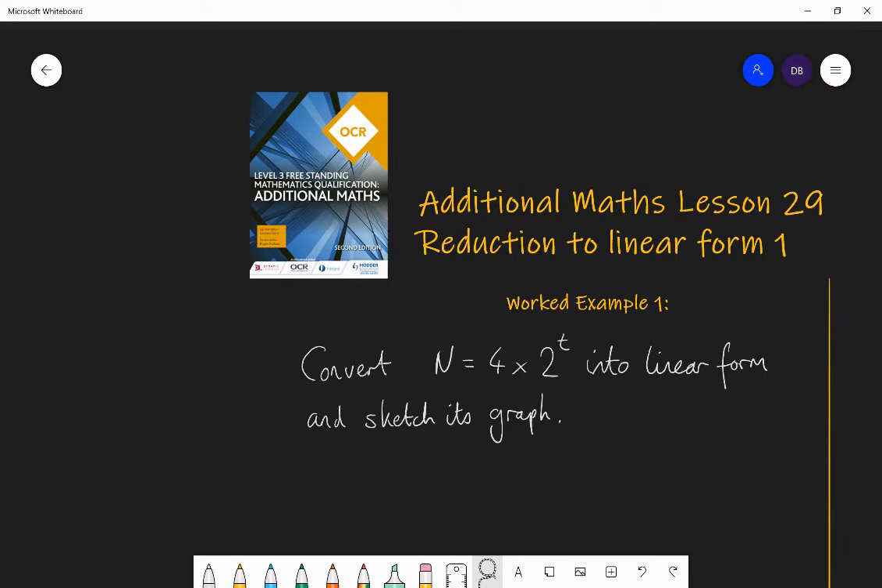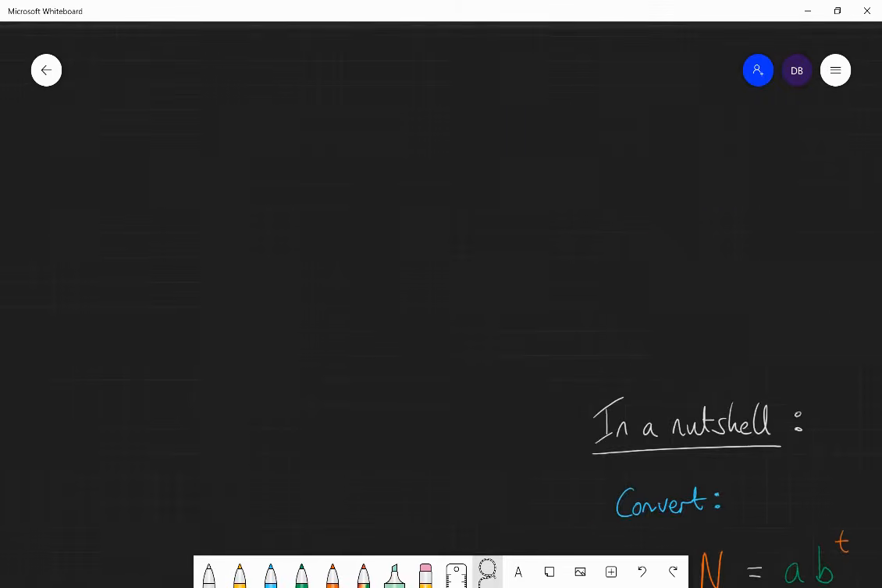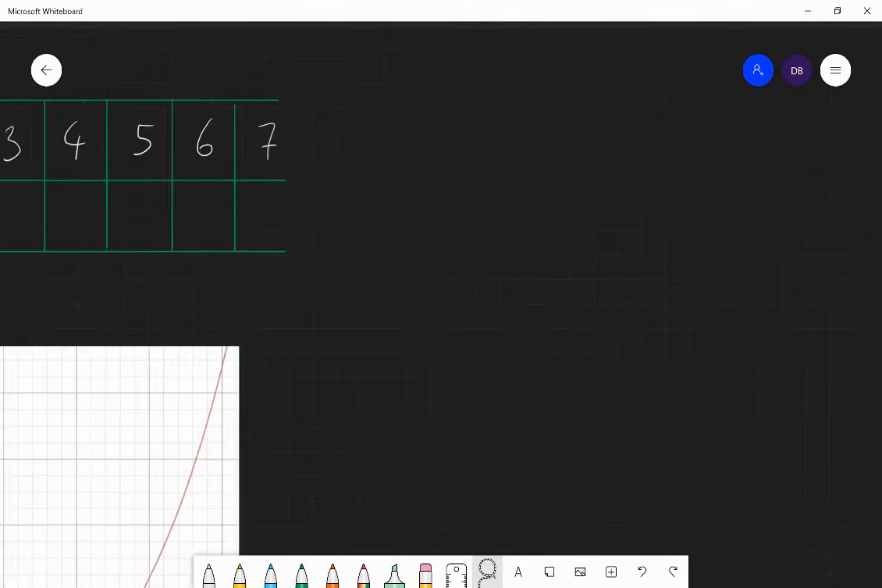Barrow. Today we're going to be looking at something called reduction to linear form. What we're going to be doing is using logarithmic scales to reduce an exponential or a polynomial curve to a straight line so that we can see the definition over a long period of time. I'll show you with an example before we look at that worked example.